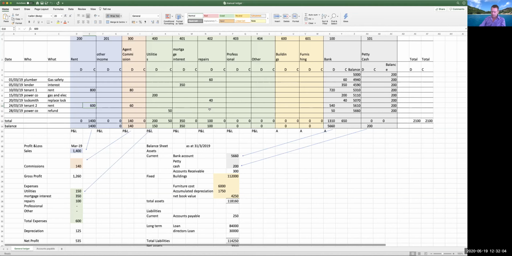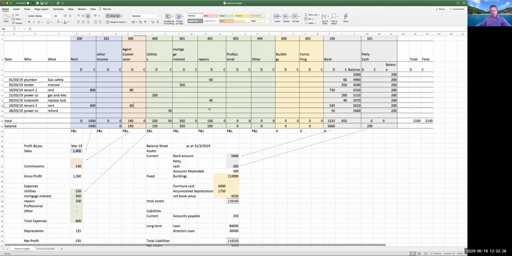I just want to go to the left here and remind us all that we are very interested in these dates, and we're showing you the dates of these transactions, what the transaction is, who it's for, and we're also showing you which account it affects and whether it affects the account as a debit or as a credit.